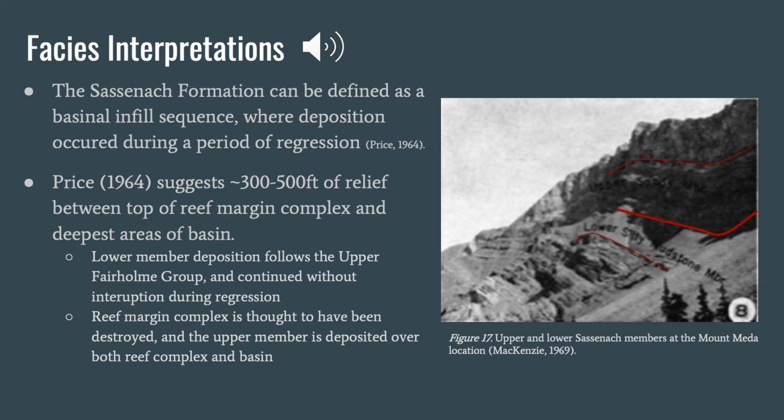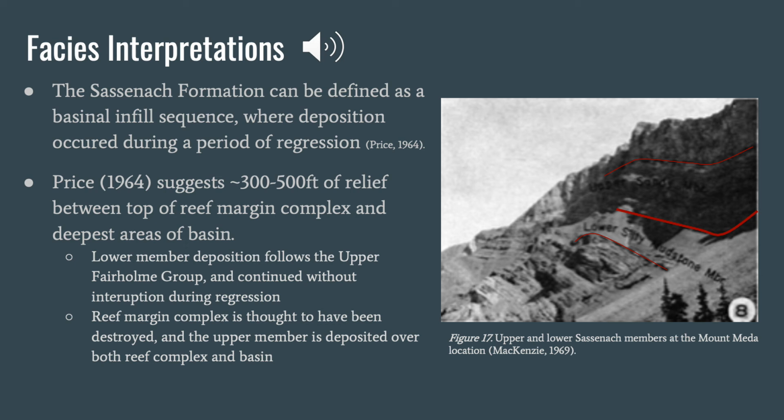Facies interpretations. So the Sassenach Formation can be defined as a basinal infill sequence where deposition occurred during a period of regression. Price suggests that there's approximately 300 to 500 feet of relief between the top of the reef margin complex and the deepest areas of the basin. The lower member deposition follows the upper Fairholme group and continued without interruption during the regression. And the reef margin complex is thought to have been destroyed, and the upper member is deposited over both the reef complex and the basin.